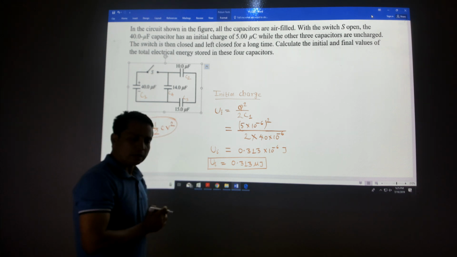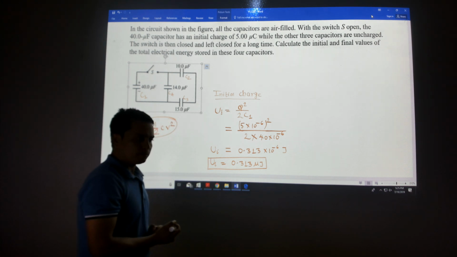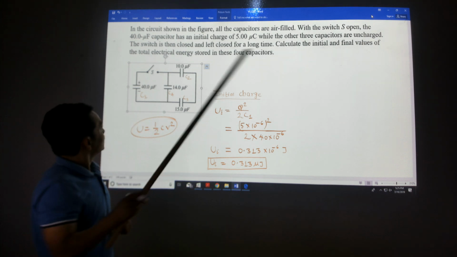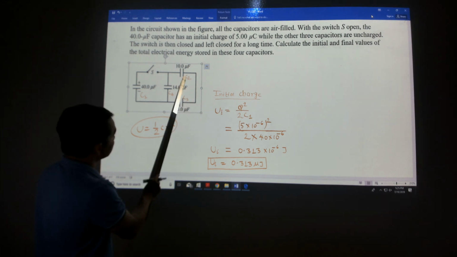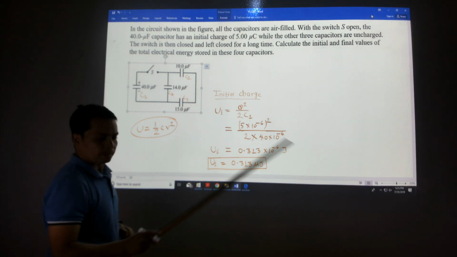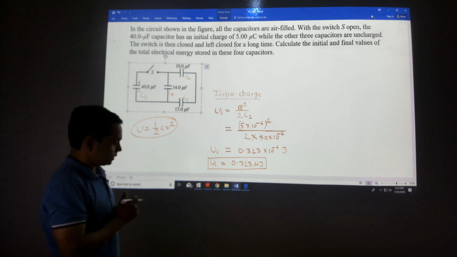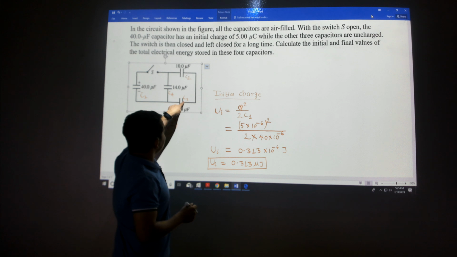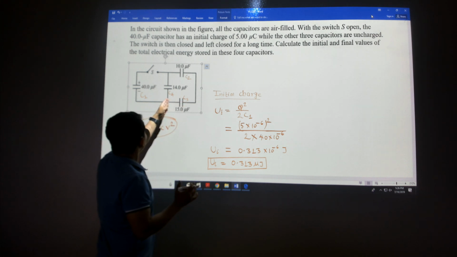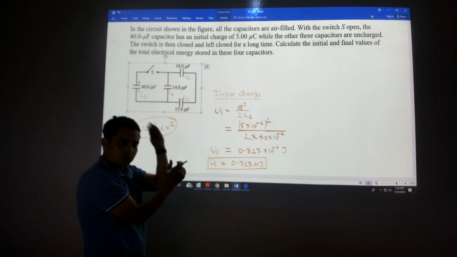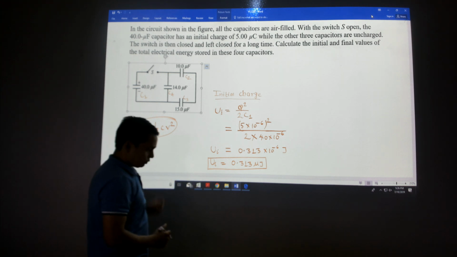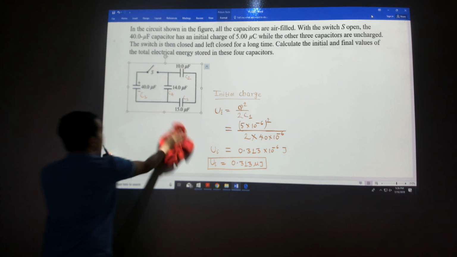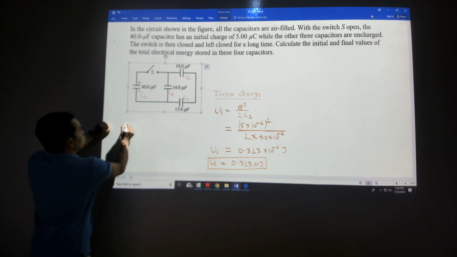Now, in order to calculate the final charge, you have to find the total capacitance. See, these two capacitors, C2 and C3, are in series. And then C2 and C3 are in parallel with C4 and C1 after the switch is closed. Let me close the switch and redraw here. Once the switch is closed, how does it look?